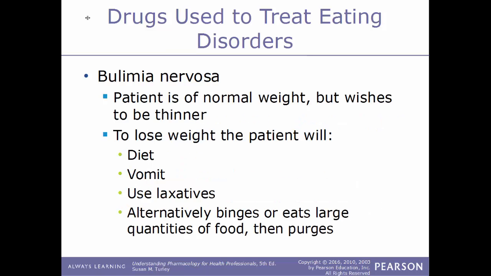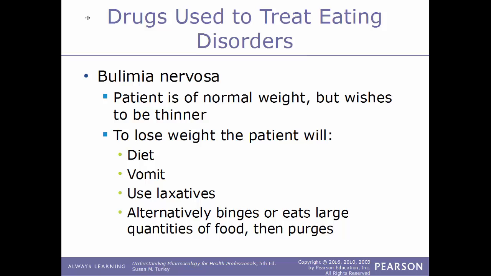Another eating disorder is bulimia nervosa. Now, the patient is of normal weight, but wishes to be thinner. So in order to lose weight, the patient will diet, will make themselves vomit, will use laxatives, and will alternately binge, or eat large amounts of food, and then purge. So they may be eating a lot of food all at once, but as soon as they're done eating, they'll make themselves vomit it all back up.